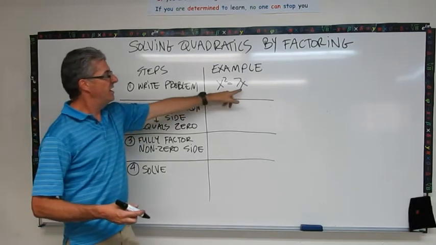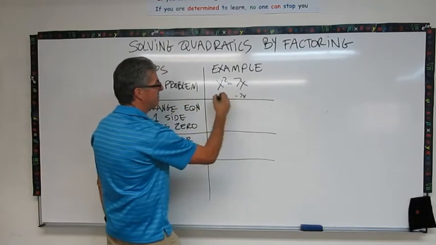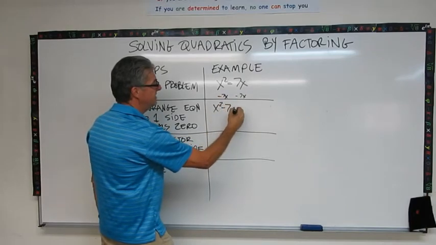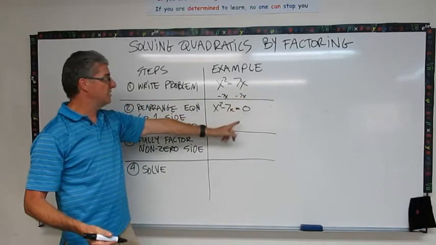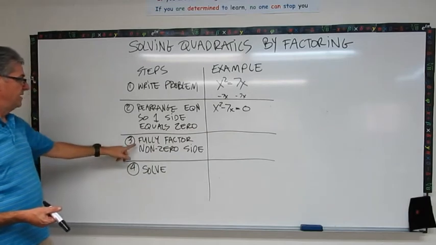So right now I have things on both sides. So what I'm going to do is subtract 7x from both sides and get x squared minus 7x equals 0. Because I subtracted 7x from 7x, so that goes to 0. So now I have my equation set equal to 0.